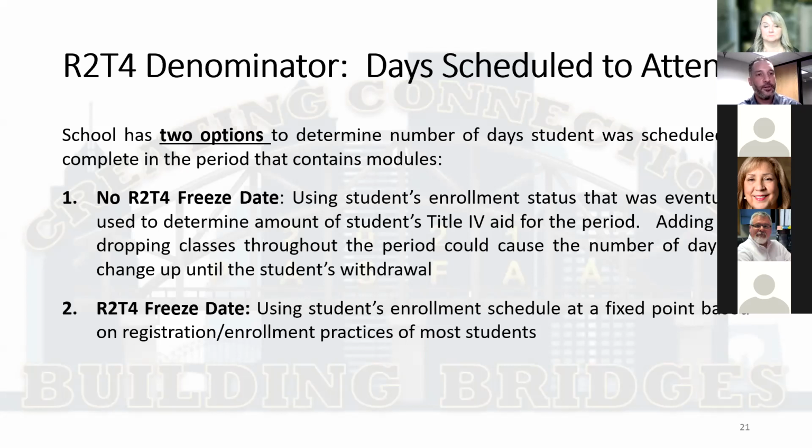For scheduled days, there's 2 different ways that we can look at this. We can have no R2T4 freeze date. We use the enrollment status that eventually is used to determine the amount of Title IV aid for that period. Adding or dropping any classes throughout the period could cause the number of days to change. Or we take it with the freeze date. Very similar, as a snapshot of that point in time of what they did.